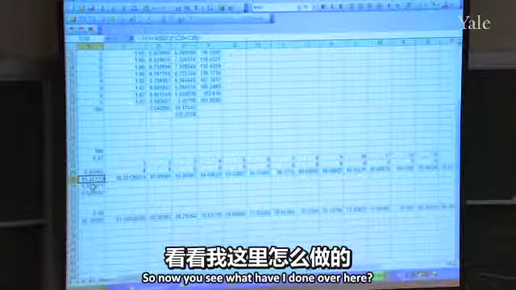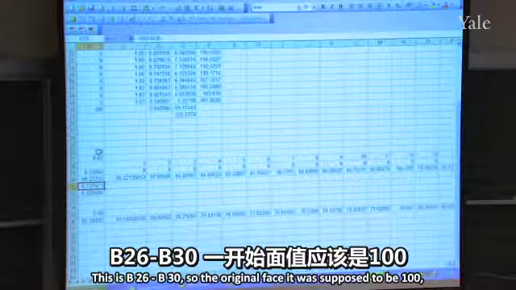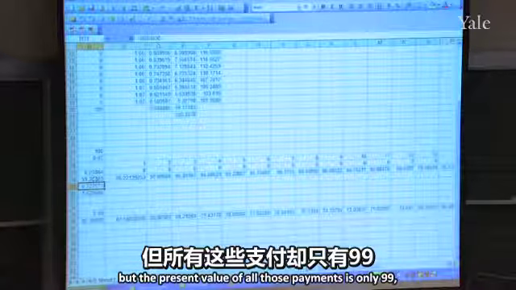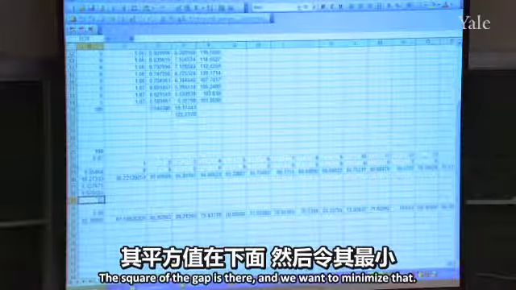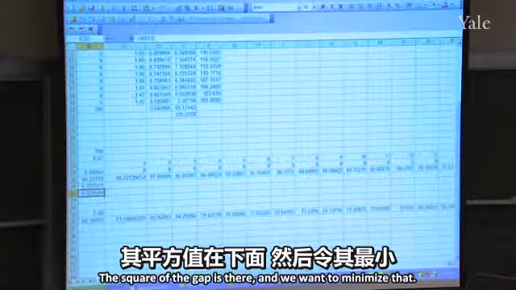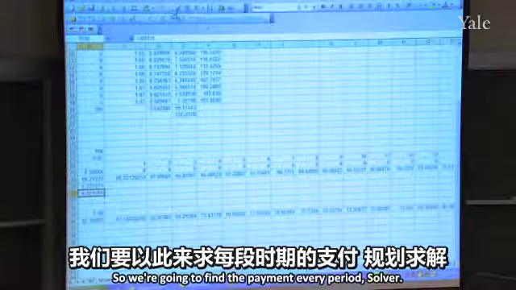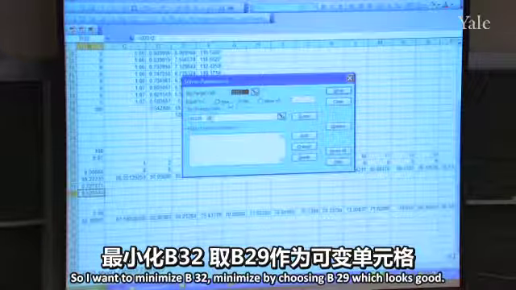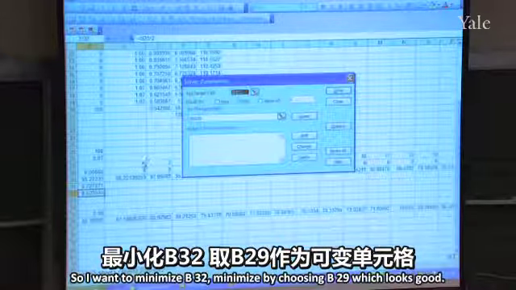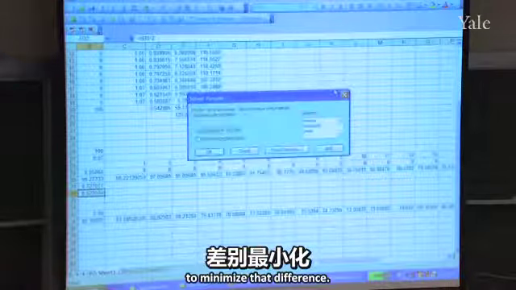Okay, so now you see what I have done over here. This is B26 minus B30. So the original face was supposed to be 100, but the present value of all those payments is only 99. There's a gap here of 0.72, and the square of the gap is there, and we want to minimize that. So we're going to find the payment every period. Solver. I want to minimize B32 by choosing B29, which looks good. That's the first payment, and all the other payments are set to be equal to that to minimize that difference.